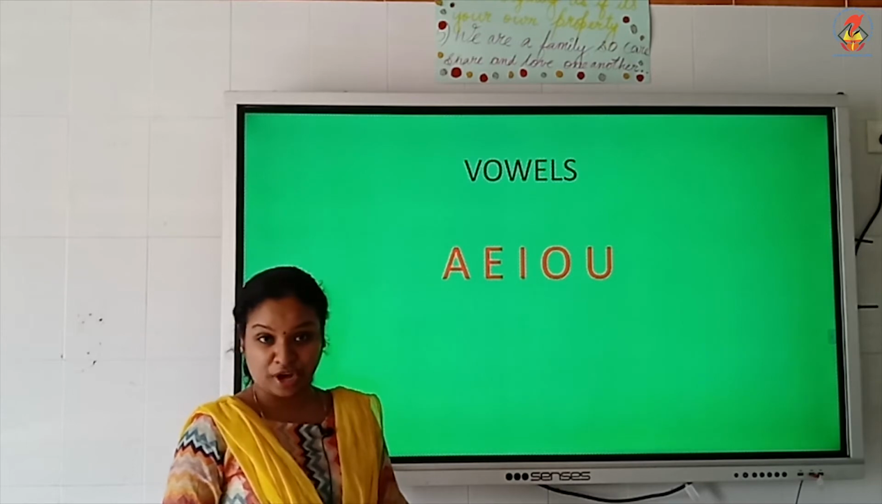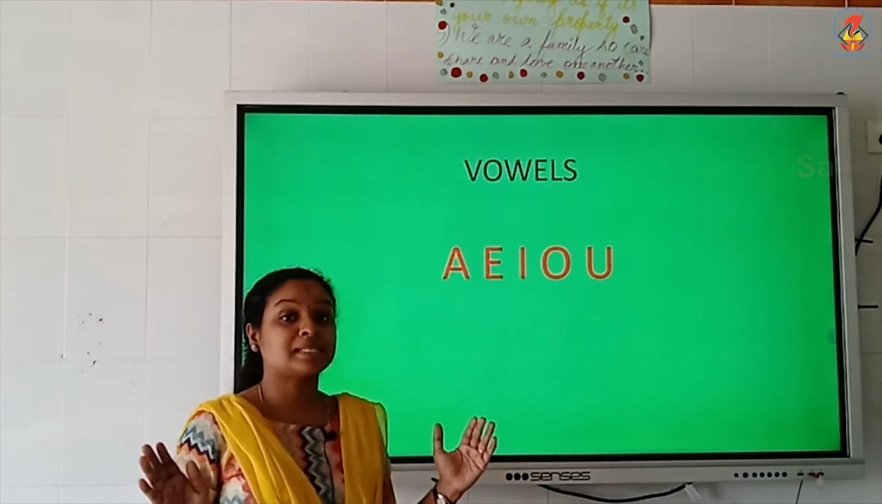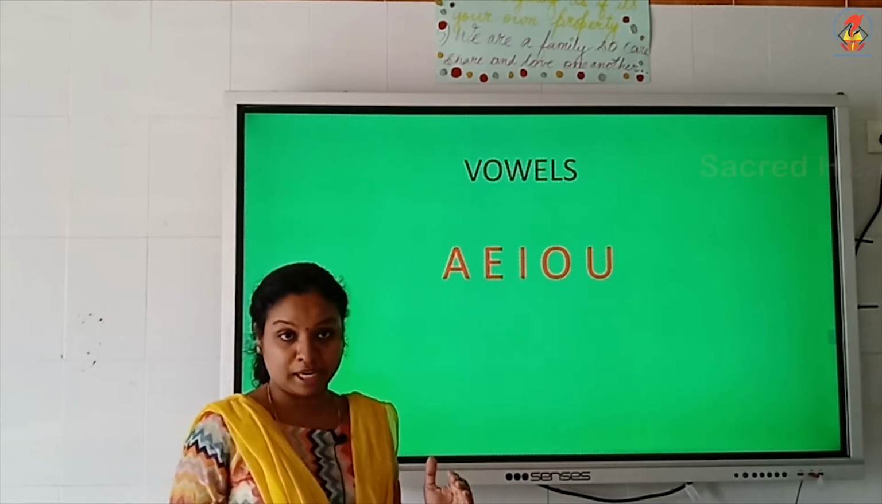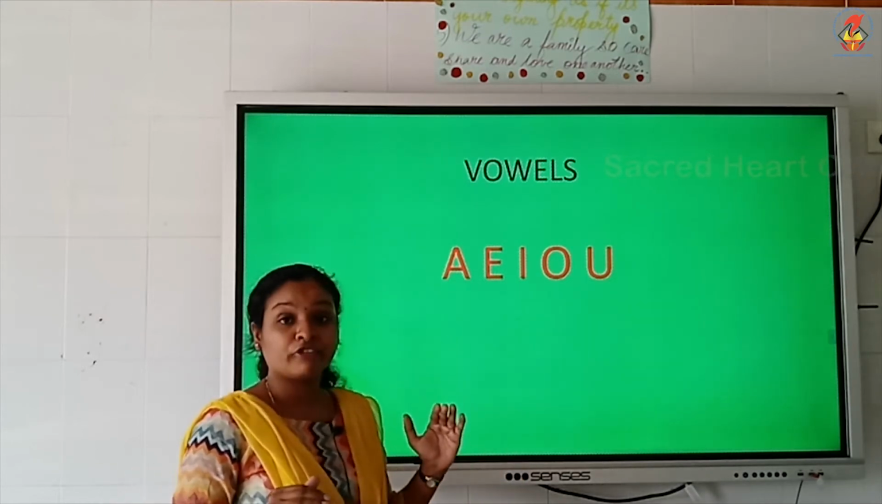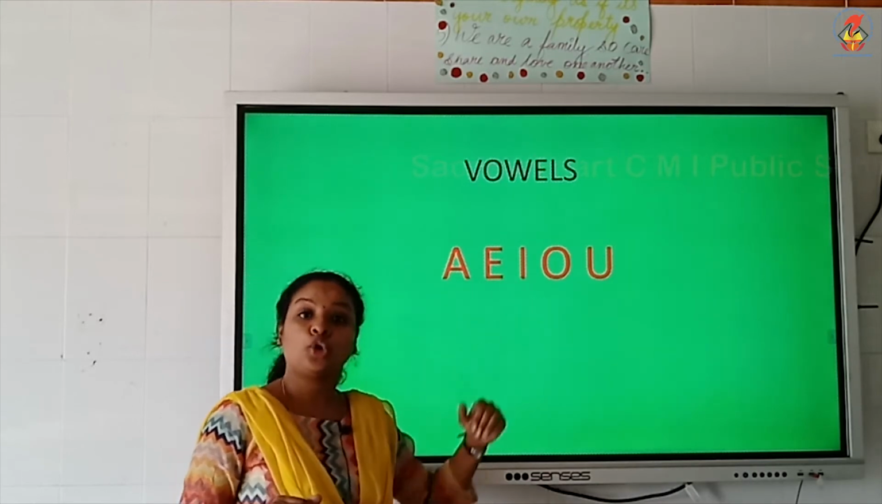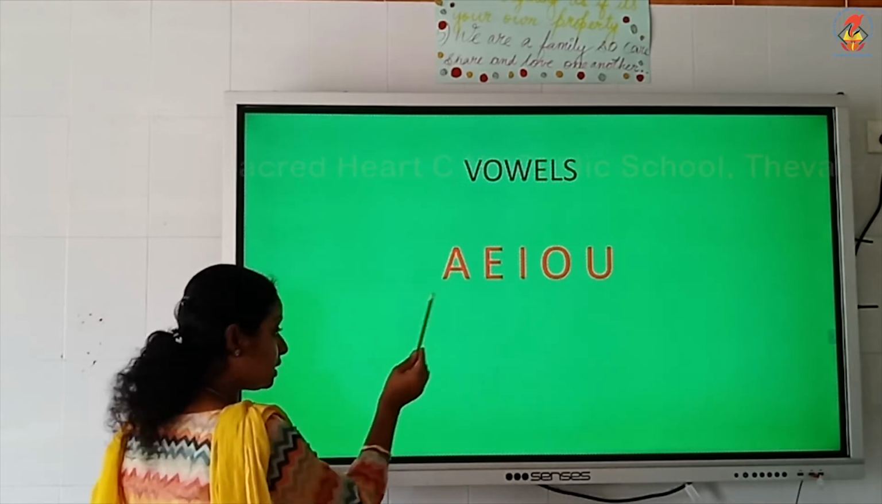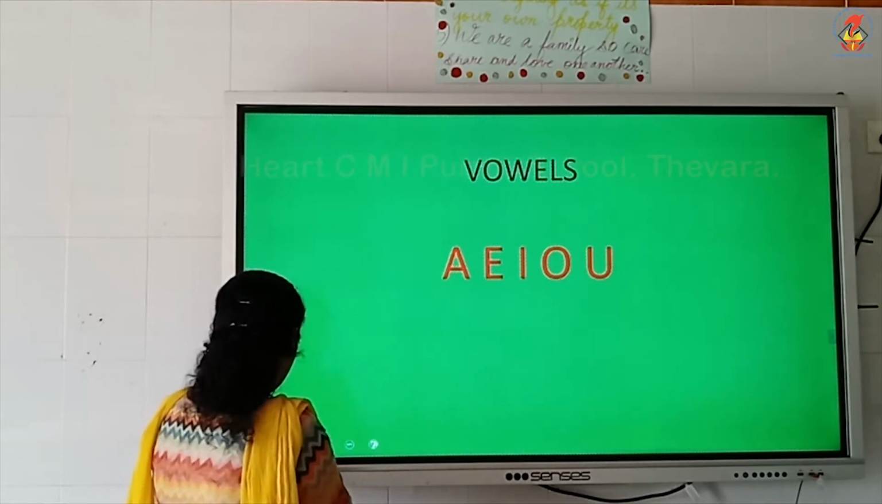You got it children? Okay. So, let me say one more time. 26 letters are there in the English alphabet. From that, 5 of them are vowels. Those are A, E, I, O, U. Got it? Next, you just take out your worksheet children.